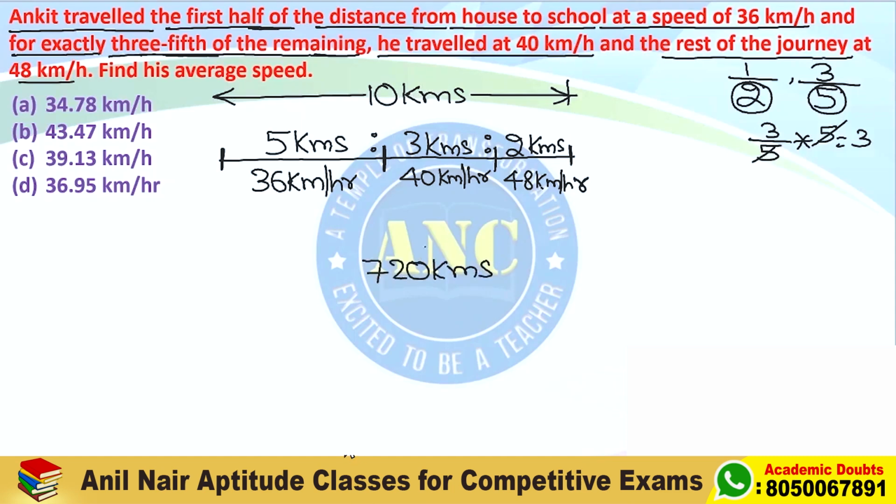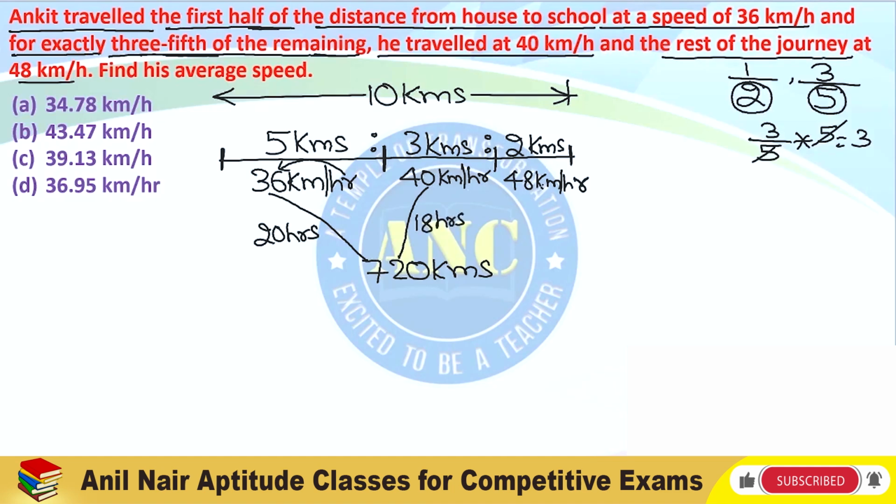This is my assumption. In 1 hour it is 36. To cover 720, it will be 20 hours, right? In 1 hour it is 40. To cover 720, 720 divided by 40, how much is it? It will be 18 hours, right? In 1 hour it is 48. To cover 720, it will be 15 hours, which you can check if you want to, right?